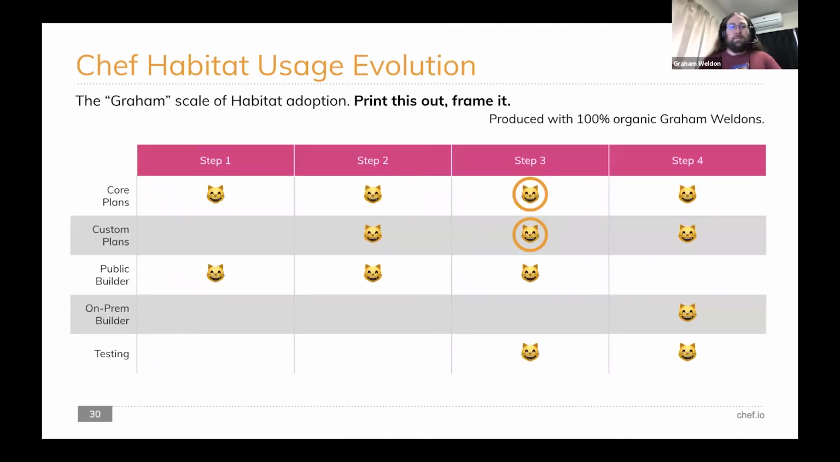So with that, we're already on to step 3 of the scale of Habitat adoption, arguably step 4 as well, right? So we're using custom plans. We are relying on core plans, but only as dependencies.